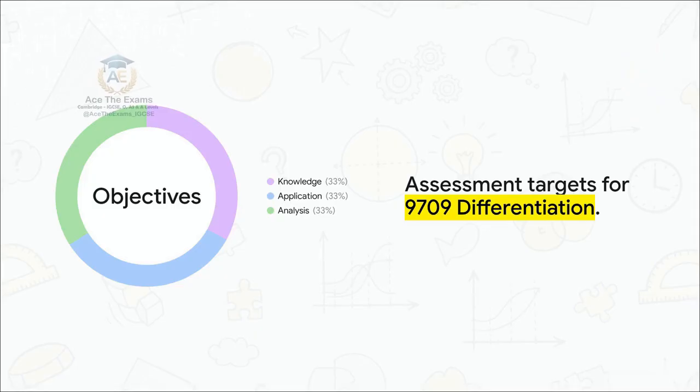Can you take a complex derivative, set it to 0, analyze the stationary points, and justify whether it's a maximum or minimum using the second derivative? If you only have knowledge, you only get a fraction of the pie. You need all 3 to secure those top marks. It's all about providing a logical trail of breadcrumbs for the examiner to follow.